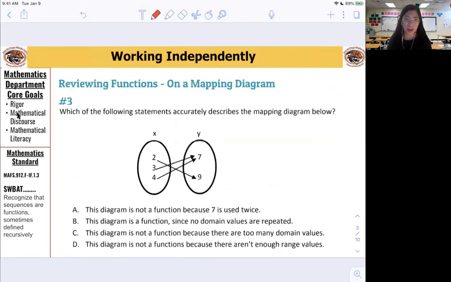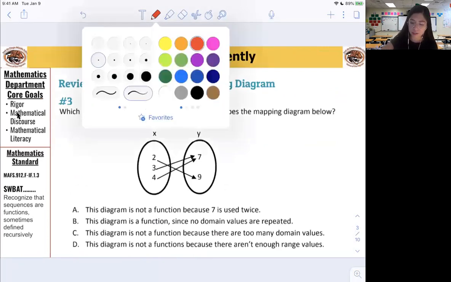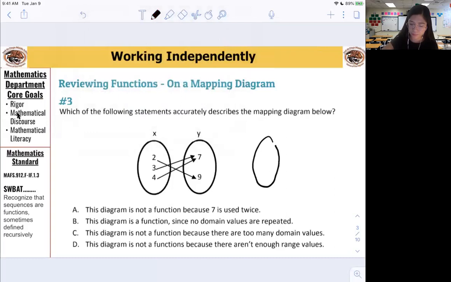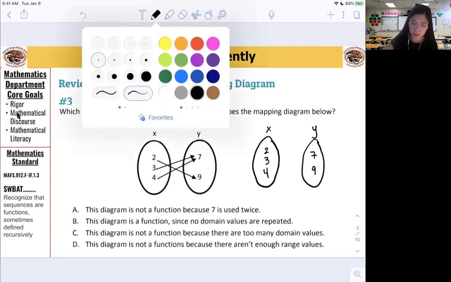And number 3, now I have a mapping diagram. A mapping diagram is very similar to a table, but on a mapping diagram, you're paying very close attention to these arrows. What you want to look for is if there's any arrows where it branches off and goes to 2 different places. So I'm going to show a counter example, a different example that branches out, because here there is no branching. But here's what branching looks like.